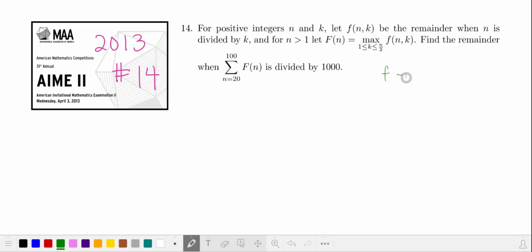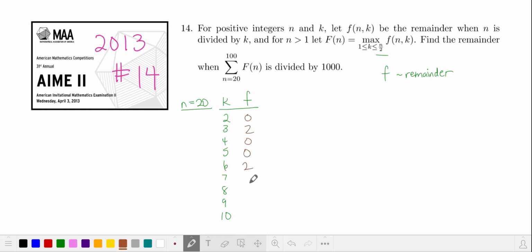Lowercase f is the remainder function, so let's try to calculate f starting with n equals 20 and identify the maximum values. We'll take k up to 20 divided by 2, which is 10, and calculate the remainders. There's no remainder when 20 is divided by 2. Here we get a remainder of 2. 20 is a multiple of 4 and 5.